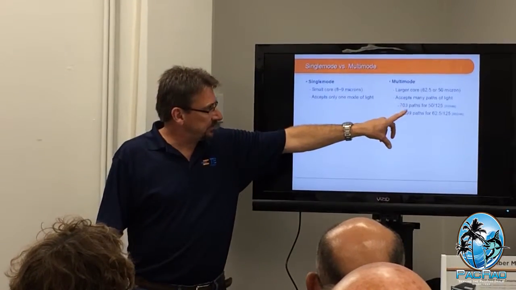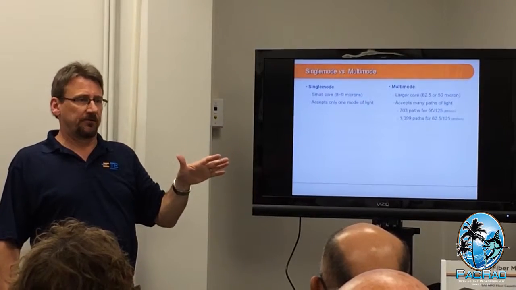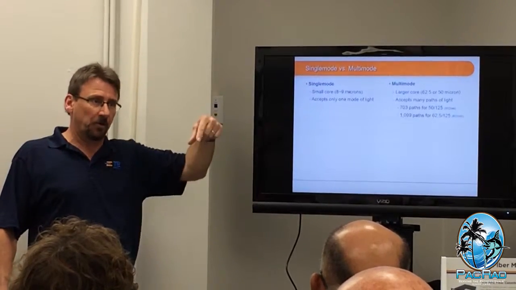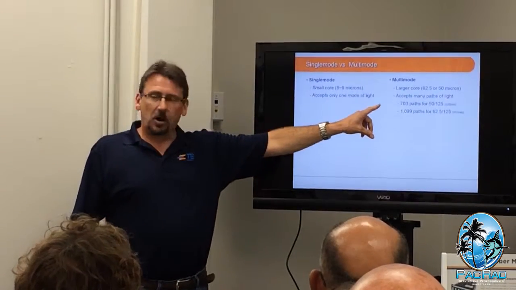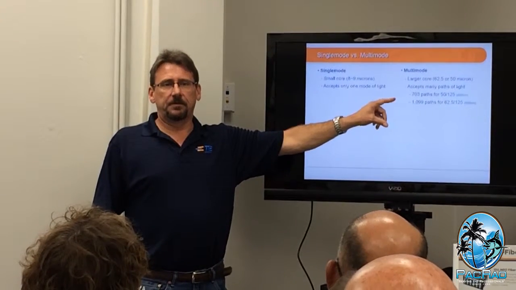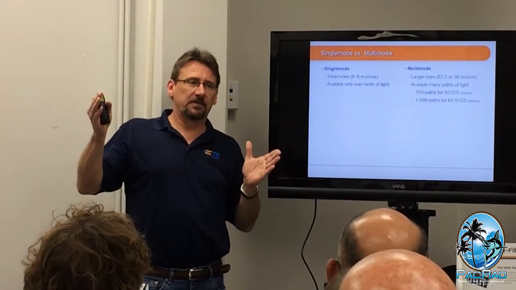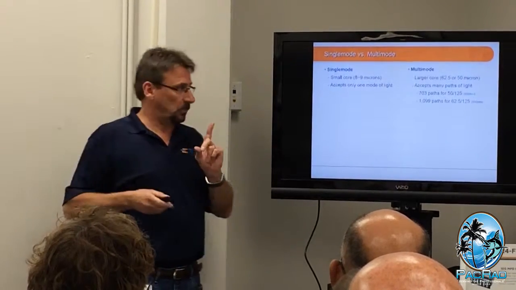Multimode can have as many as 700 or 1100 different paths that the light can take through the core of the fiber, based on the angles within the cone of acceptance, right? So even though I can theoretically get more light into a multimode fiber, the different number of paths it can take through the fiber causes me a problem, which we'll see.